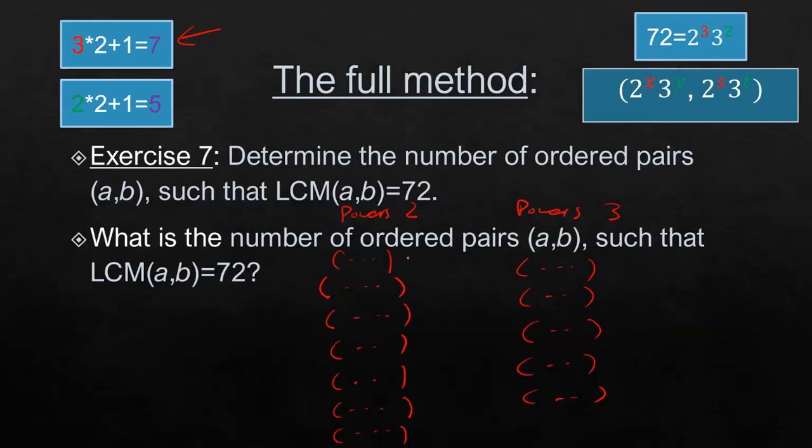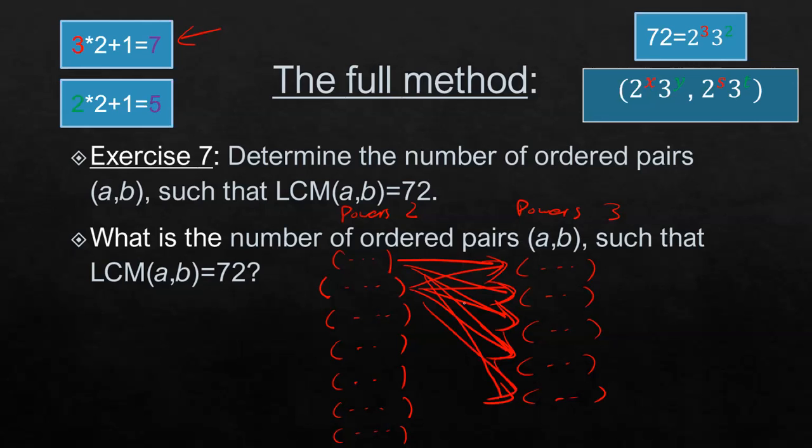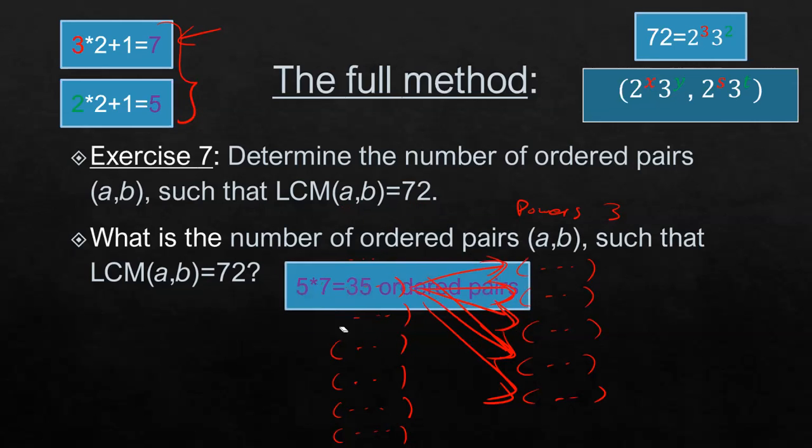Okay, so I can combine this with all of these pairs. And then I can combine this with all of these pairs. Okay, so this is not an addition, this is actually a multiplication. So I'm going to actually have 35 ordered pairs in this case.